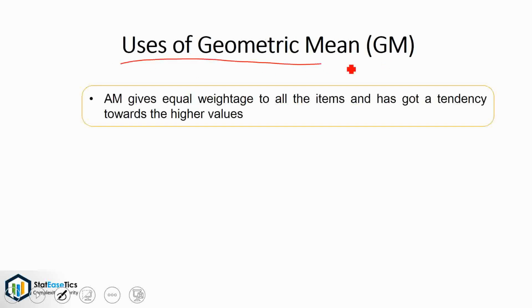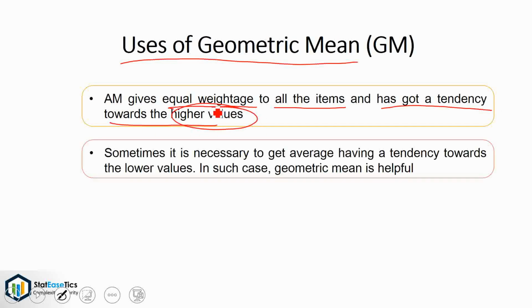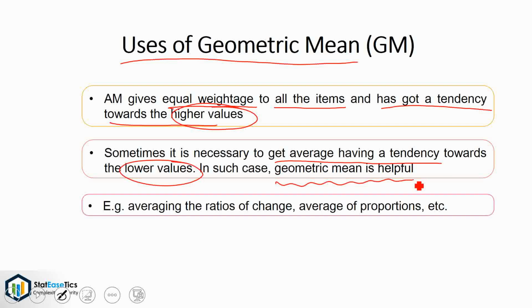The uses of geometric mean. Arithmetic mean gives equal weightage to all the items and has got a tendency towards higher values. Sometimes it is necessary to get average having a tendency towards lower values. In such cases, geometric mean is helpful. For example, averaging the ratios of change, average of proportions, etc.